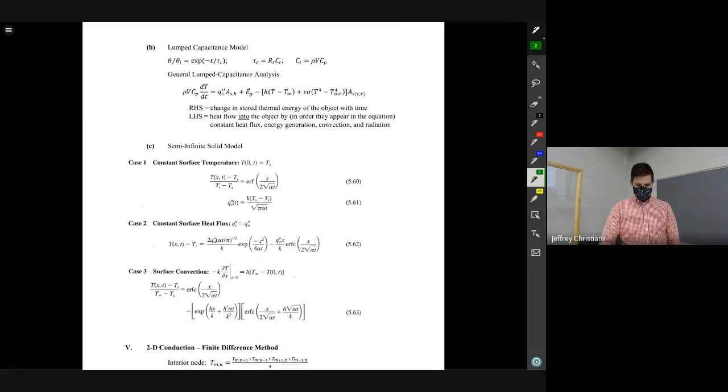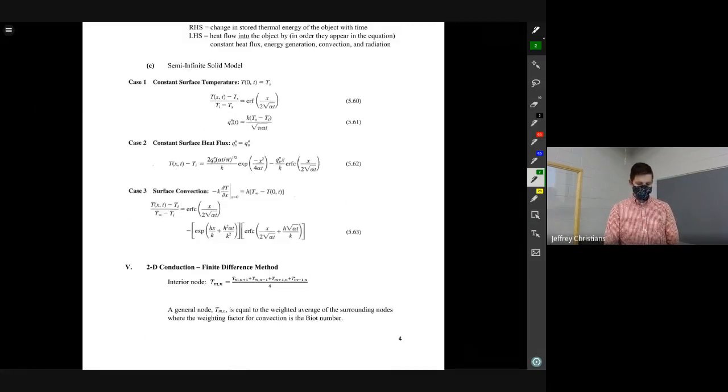Then the last thing to note is the stuff that we've done most recently with 2D conduction, where we've looked at some basic numerical methods. And really the take home from that is once you get the hang of it, it's really easy because you just look at a temperature and you say, that's going to be the average of the temperatures around it. Okay, well, how do I calculate the average?